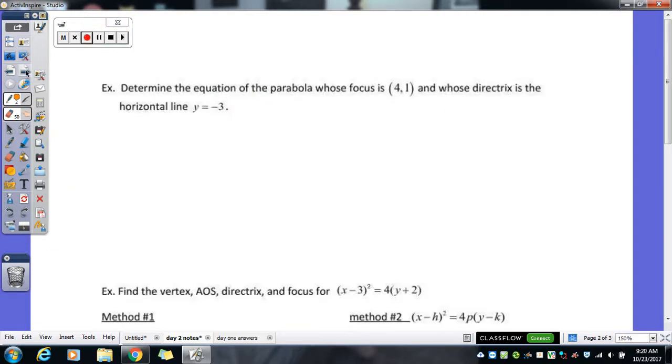So let's take a look at the next one. We have to determine the equation of the parabola whose focus is 4, 1 and whose directrix is the horizontal line y equals -3. So which way do we want to go about it? Do we want to make the picture or do the averaging stuff? Alright, we'll go with picture. So 4, 1 is going to put me somewhere over there for our focus. Y equals -3 is going to be somewhere down here.